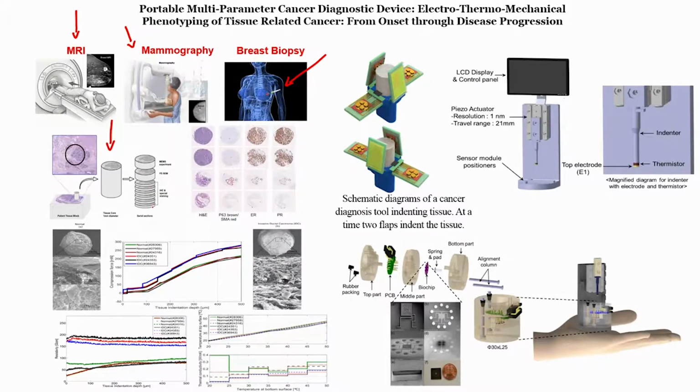When you slice tissue further with a microtome, then you can get different biomarkers. Here you can see H&E staining, P63 brown, SMA red, estrogen and progesterone, which is ER and PR, P63, SMA and H&E. Okay.